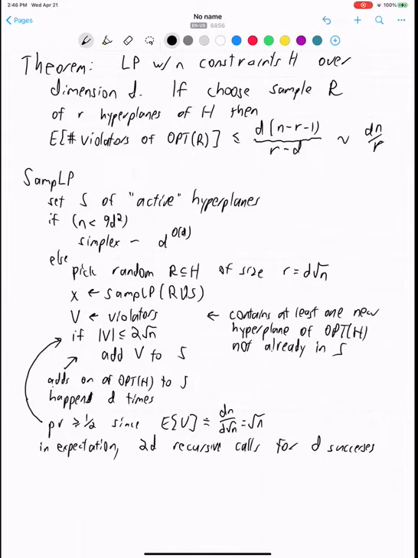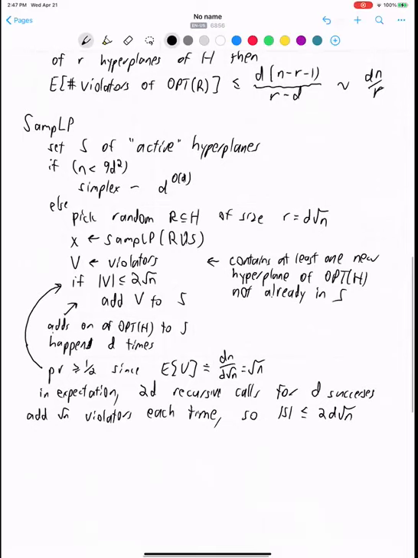But also, since we're only adding root n violators each time, that means that the size of S is at most 2D, or let's see, is it 2D or 3D? Yeah, we add at most 2 root n each time. So we end up with at most 2D root n hyperplanes by the end, right?